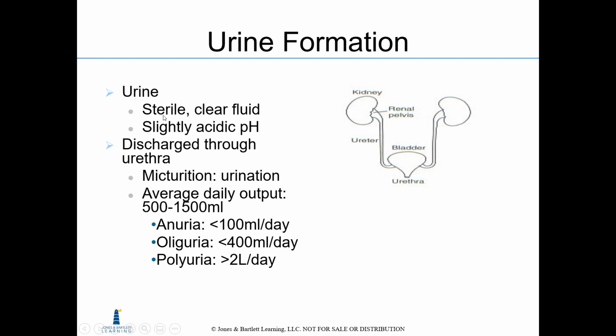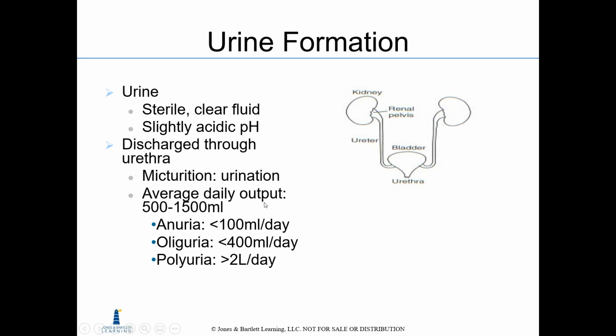Urine is sterile, meaning that it's sterile when it's within the body. As soon as urine passes through the urethra, it does become contaminated with bacteria. Urine is a clear fluid that has a slightly acidic pH. It's discharged through the urethra, and micturition is the process of urination.